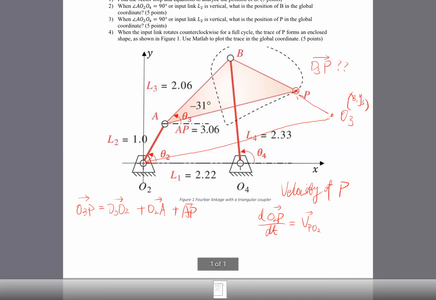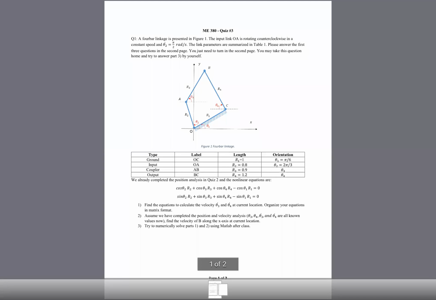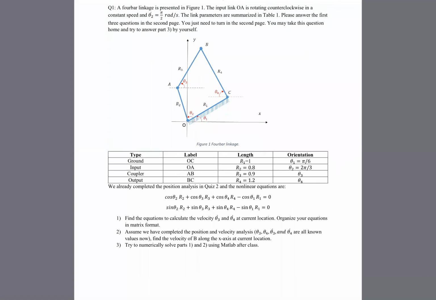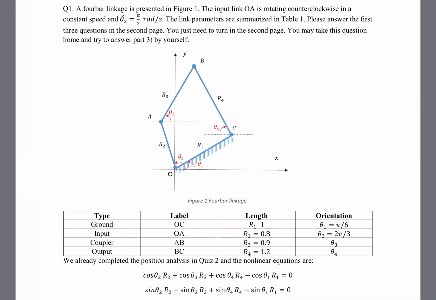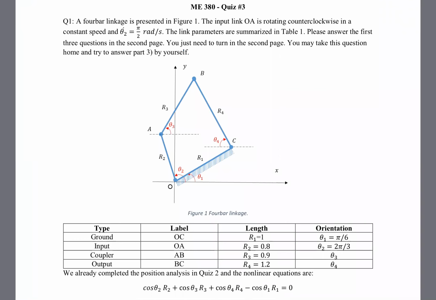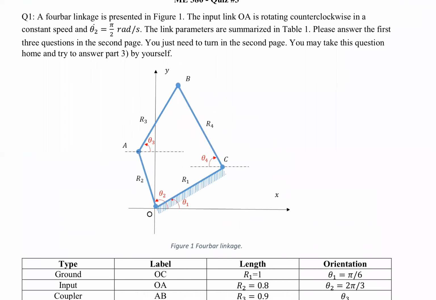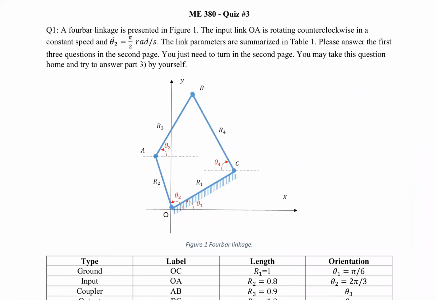All right, so that's for the triangular coupler. The other one is actually for position analysis, velocity analysis, and acceleration analysis. Here is a very good example we used in both quiz 2 and quiz 3. Let's try to do these three types of analysis using this example.